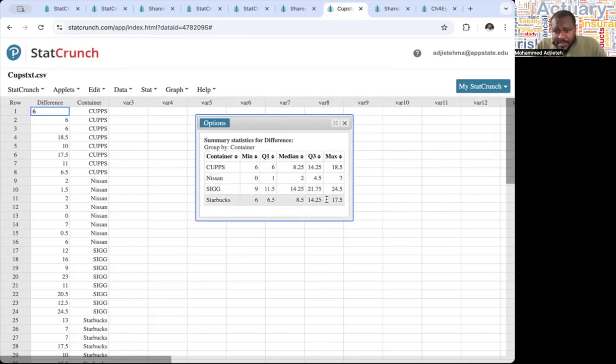even just looking at this 5-number summary, we can make meaning. So just looking at this, we can see here that the Nissan cap is doing well, because you can see the difference in temperature here. The minimum is 0, right? Which means that there was little to zero drop in temperature. Remember, the data here is a difference, right? And you can see even the maximum is 7. But look at the SIG cap. It's not doing well at all, right? And then the minimum is 9, a drop of 9 degrees Fahrenheit.